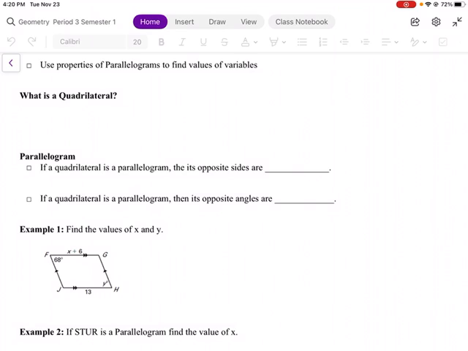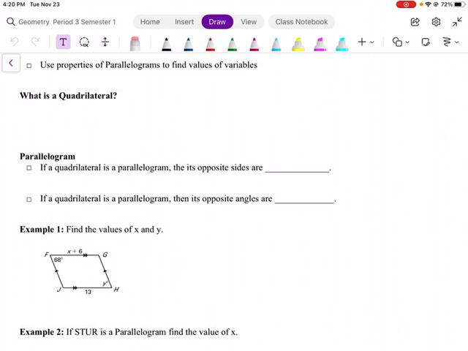And a quadrilateral, we get an idea from its name of what it is. It starts with the word quad, which means four. And lateral kind of talks about the lines. So this is going to be a four-sided shape. So that's what a quadrilateral is.